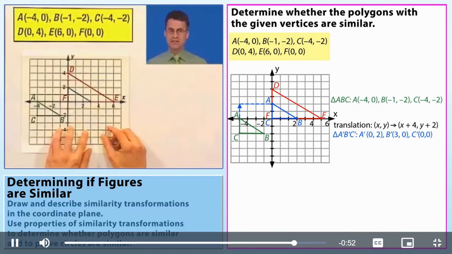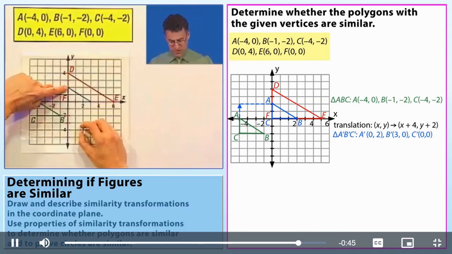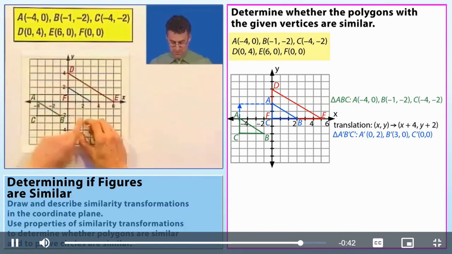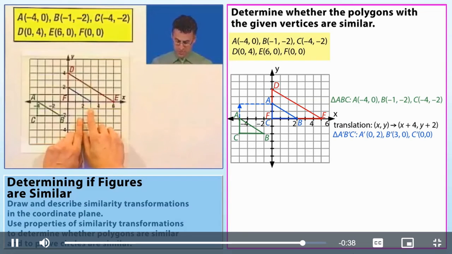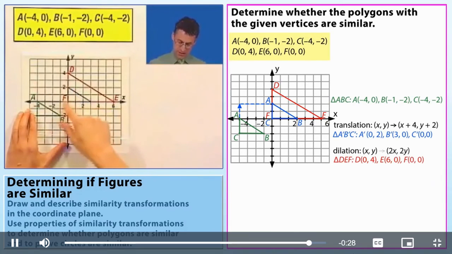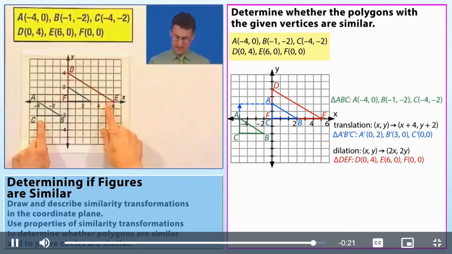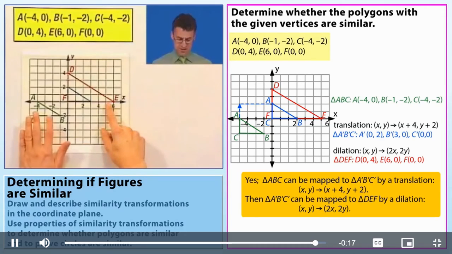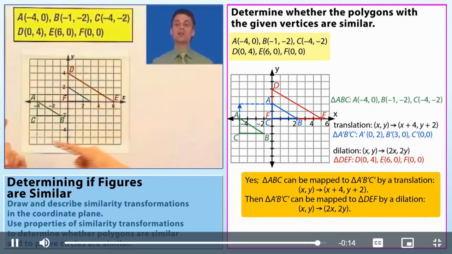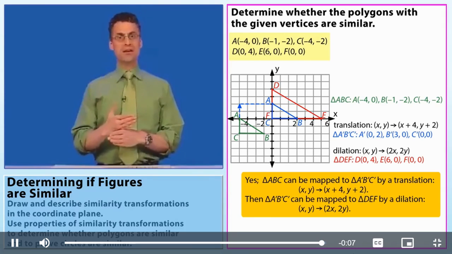Now, once that's in place, what do I do? I ask, is there a scale factor that I can use for dilation? Sure, because to get this 2 point to this 4 point, I just have to multiply by 2. But is that also true here? Notice this point is at 3. If I multiply 3 by 2, I get 6. So now the dilation x, y mapping to 2x, 2y blows this little blue triangle up to the red triangle. That proves that the original green triangle and the original red triangle are similar, because there was a translation and a dilation that took one to the other. Excellent. Now we can tell when two objects are similar, and we can prove similarity if we can find the appropriate transformations. How cool is that?